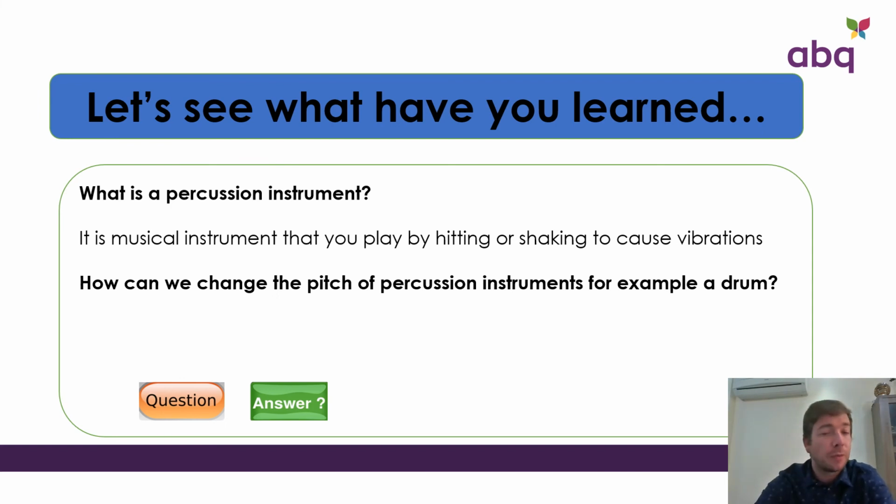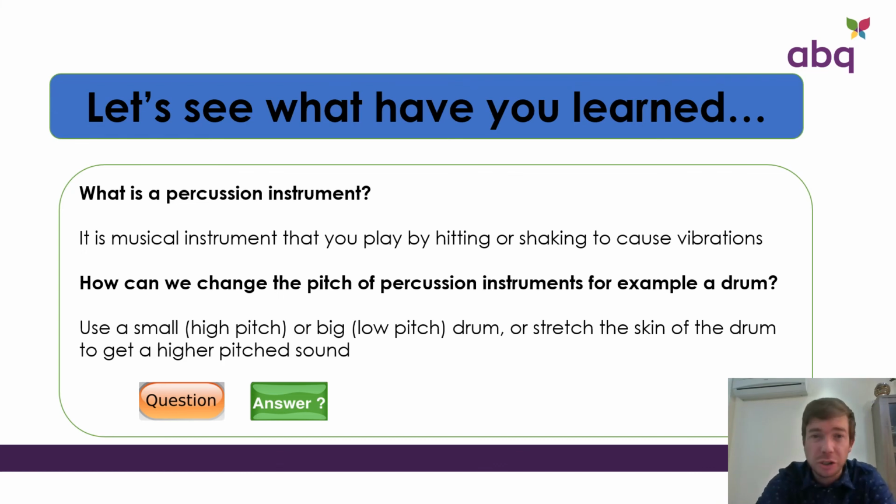First of all, we can use a small or big drum. A small drum gives us a higher pitch, a bigger drum gives us a lower pitch. But that's not the only factor. The second factor that plays a role is how tight the skin is pulled across the drum. If it's pulled tighter, we're going to have a higher pitched sound. When you relax the skin over the drum, then we're going to have a lower pitched sound. So that is what we've learned today.